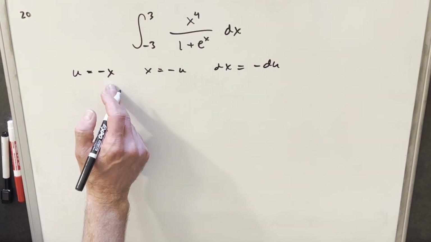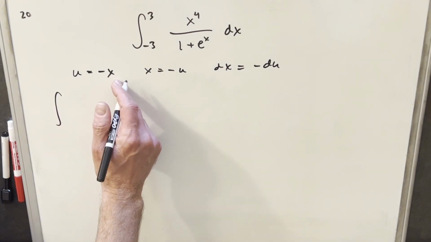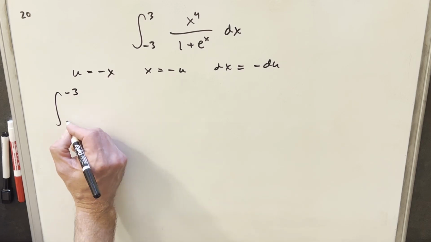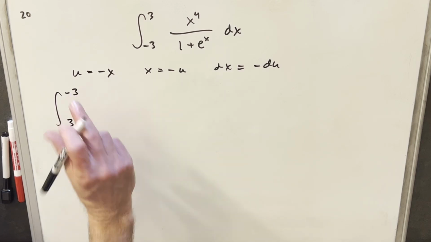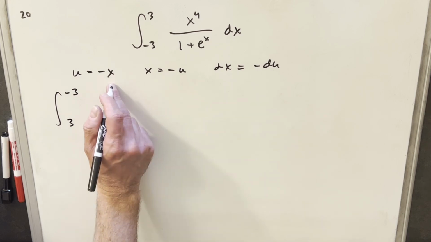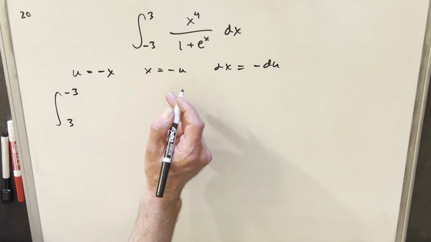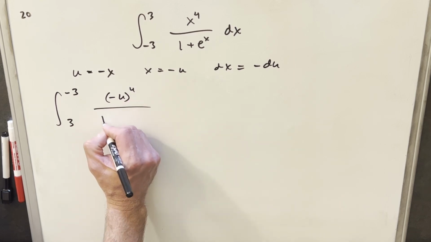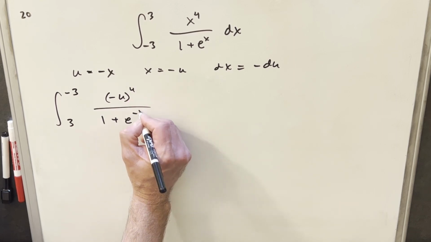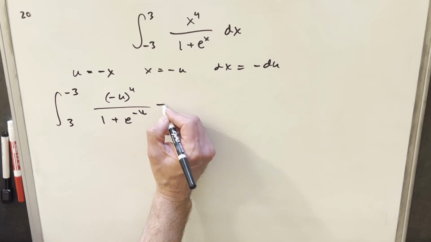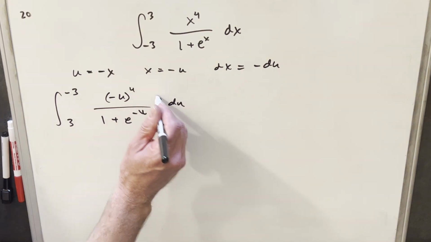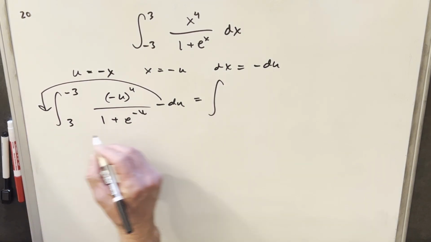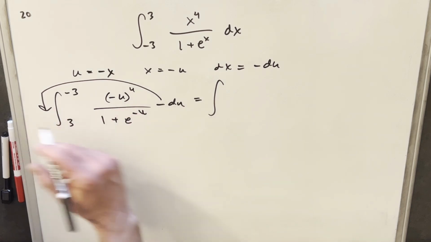So we'll make this substitution, and what that's going to do is change the sign on our bounds. Plugging a 3 in, we have a minus 3, and plugging in a minus 3, we have a 3. So it also flipped it. Then substituting in for x, we plug in a minus u to the fourth in the numerator. Then we're going to have just 1 plus e to the minus u, and then we'll have a minus du. I'm going to take the sign out front and use it to swap my bounds. So I'm just going to do a quick rewrite with the bounds flipped and this minus gone.